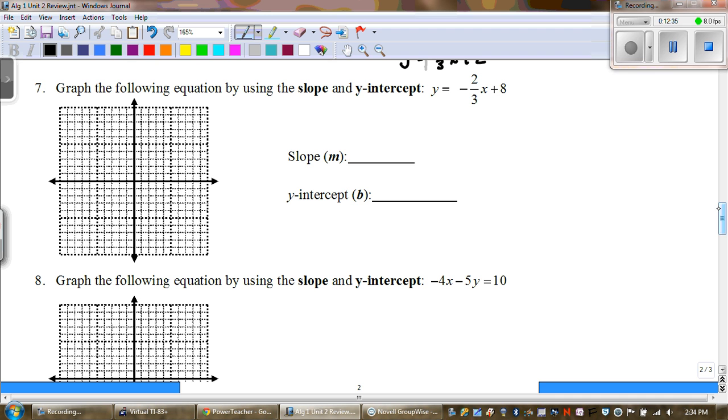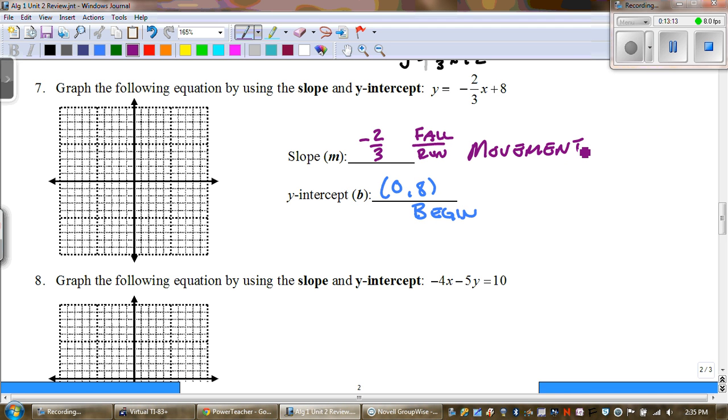All right, number 7. Graph the following equation by using the slope and y-intercept. So when I look at this problem right now, I know right away that my slope is the -2 over 3, which means that's our fall over run. It's a negative line. And the y-intercept is a point. That's where we begin. This is where we begin. And the slope is our movement.